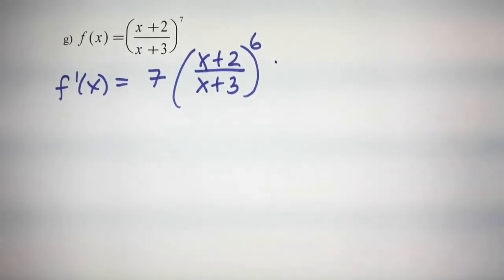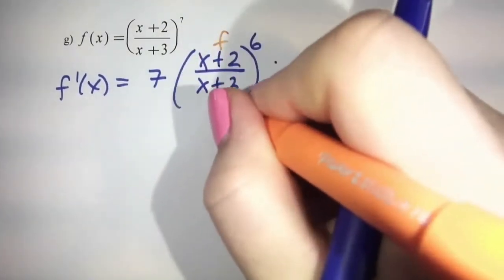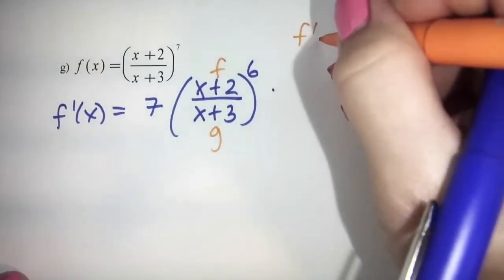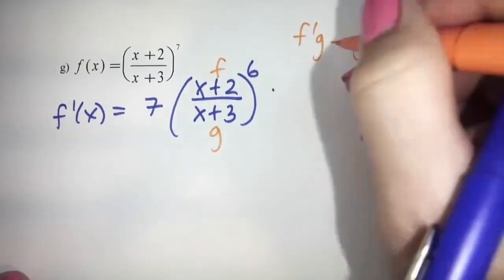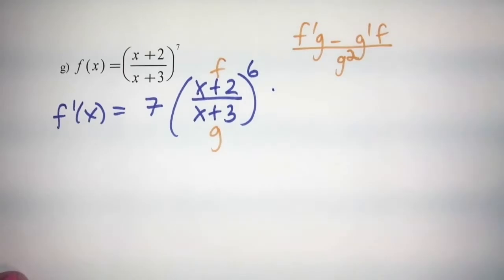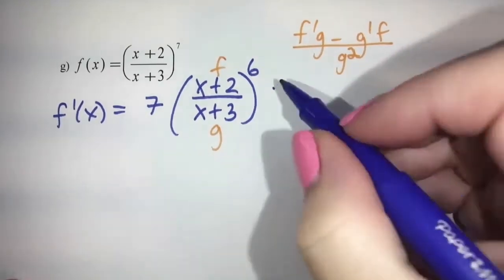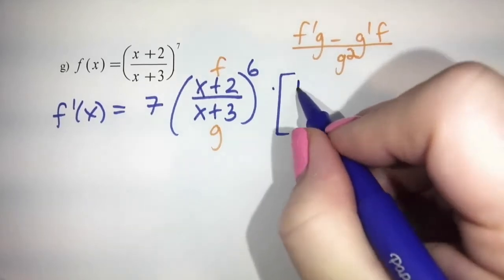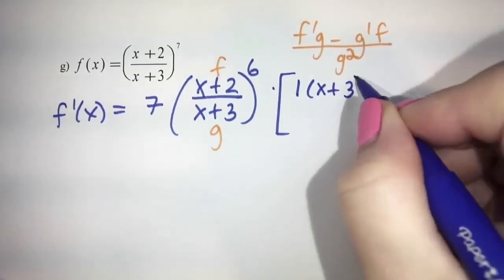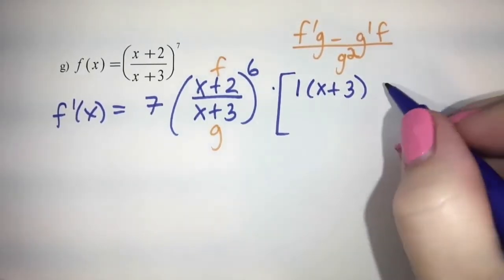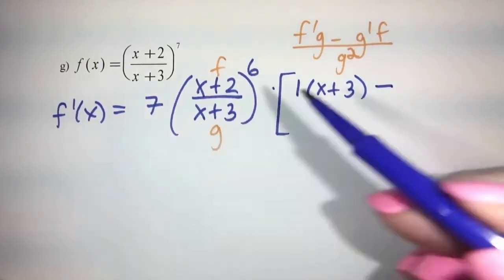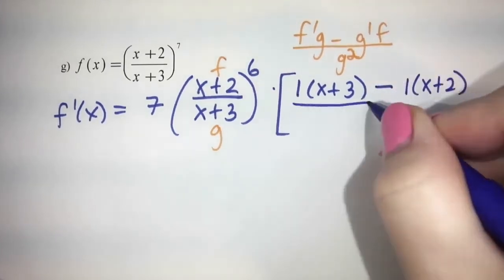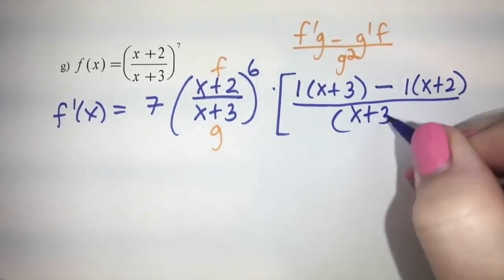And the something in the bracket is an f over a g, so we're looking at the quotient rule here. So we need to do f prime g minus g prime f over g squared. That's our quotient rule. So we'll do a big square bracket. Derivative of the top, derivative of x plus 2 would be 1 times the bottom, x plus 3, minus derivative of x plus 3 on the bottom would be 1 times the top, x plus 2, all over (x plus 3) squared.